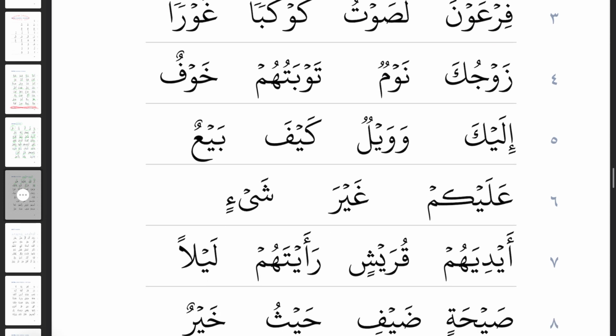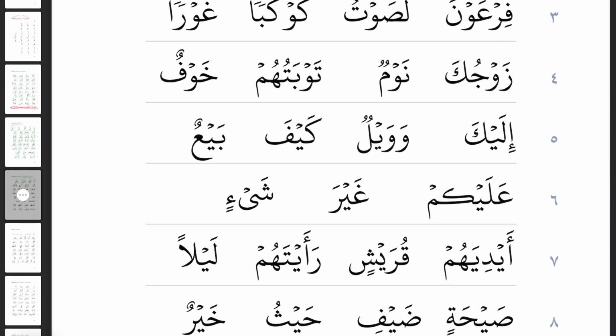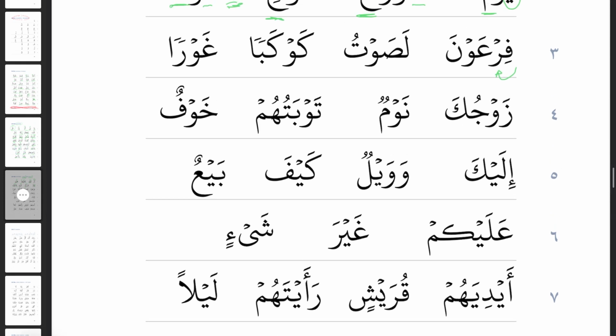Let's carry on. Line 3, feel. And remember, we talked about the ra, didn't we? We talked about ra being heavy or light. Heavy when it has a fatha or a dhamma, light when it has a kasra. When it has a sukoon like it does here, we have to look and see what we've joined up to it with. And here we've joined up with a kasra, so that means that the ra will be light. It will not be heavy, just as if it had a kasra on it itself.